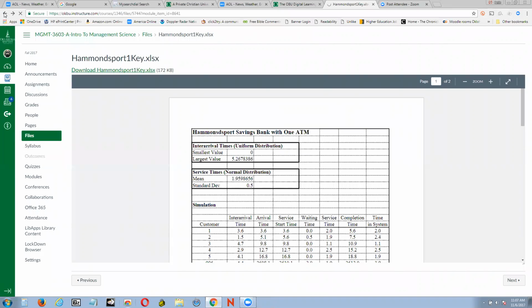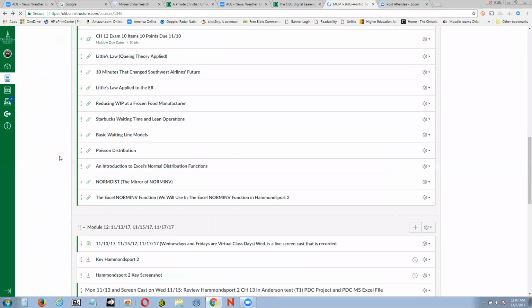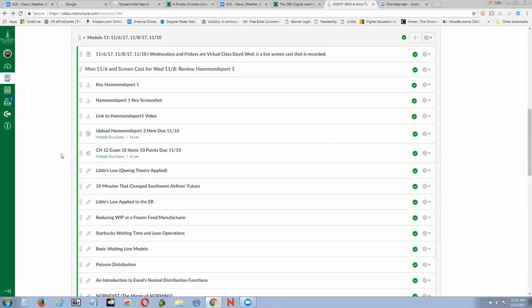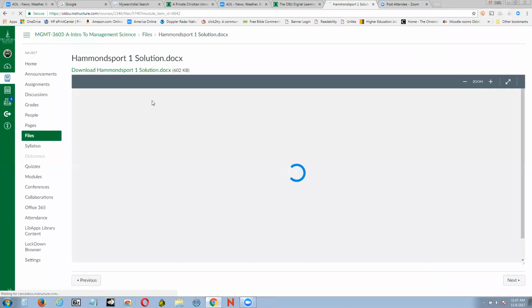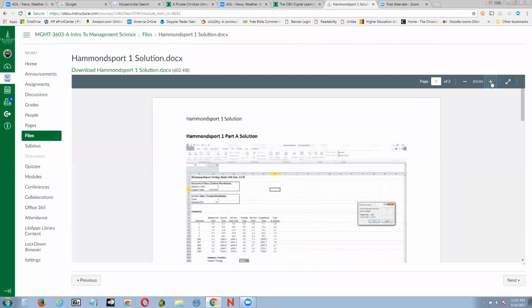Let's go back over to the module. And we looked at Hammond's port 1, which was due last week. And I want to show you a screenshot from there as well. It shows you, and we can zoom in on it a little bit.